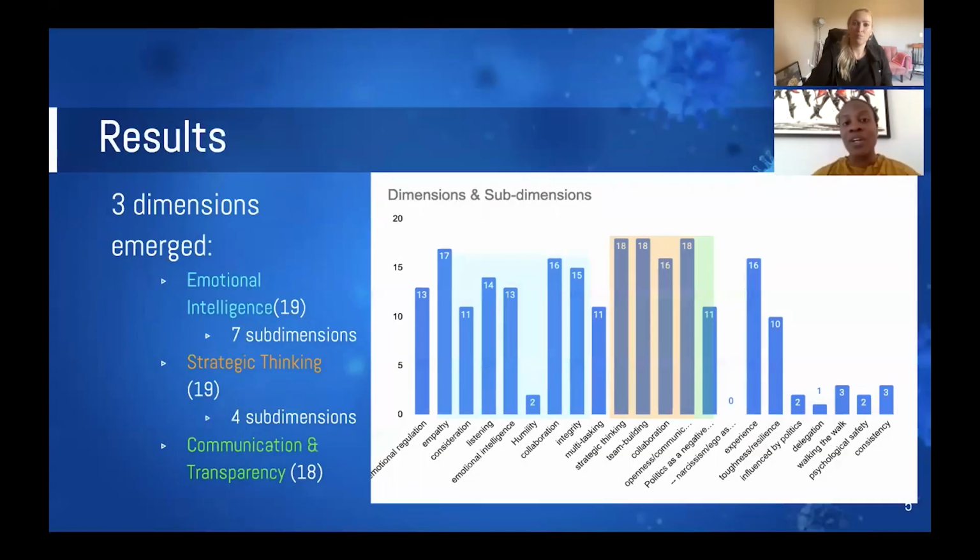Next slide, please, Kendall. Here you can see our results. You can see that 3 strong categories of leadership qualities emerged, including emotional intelligence, in which we had 7 subdimensions, strategic thinking, in which we had 4 subdimensions, and communication and transparency. Next slide, please.